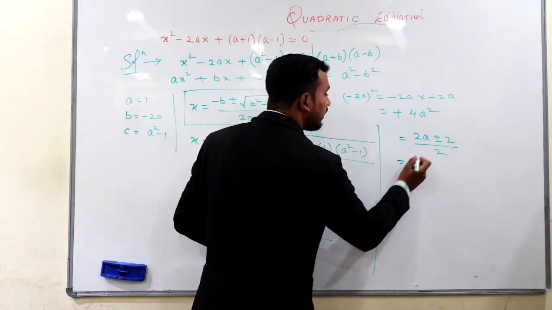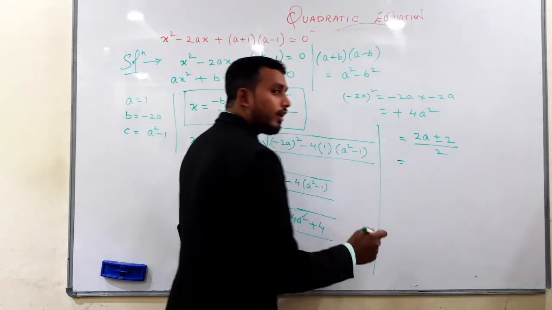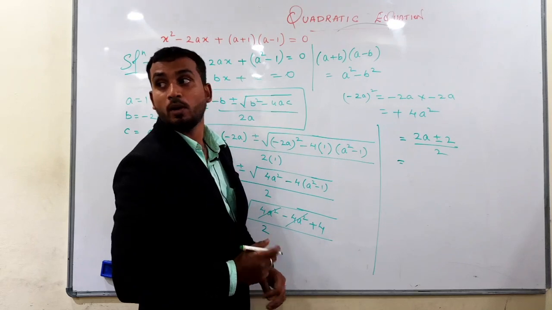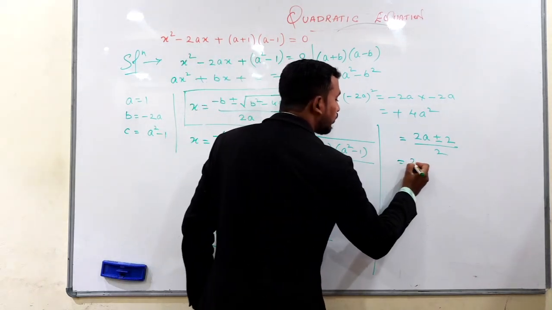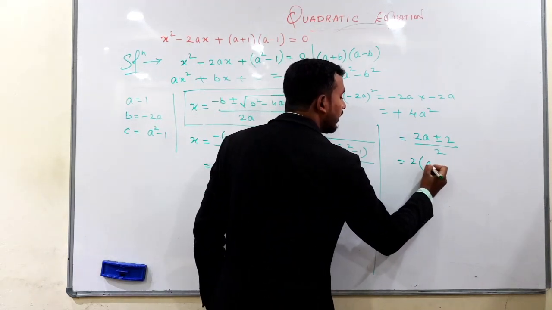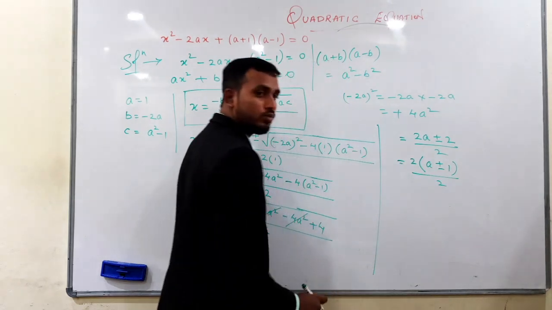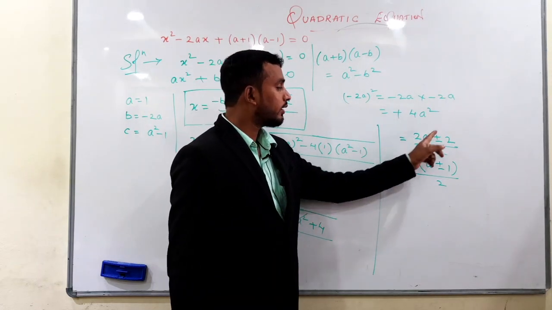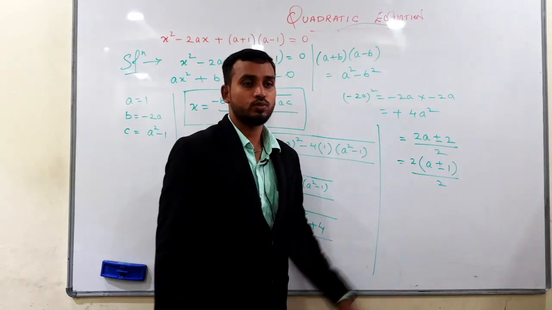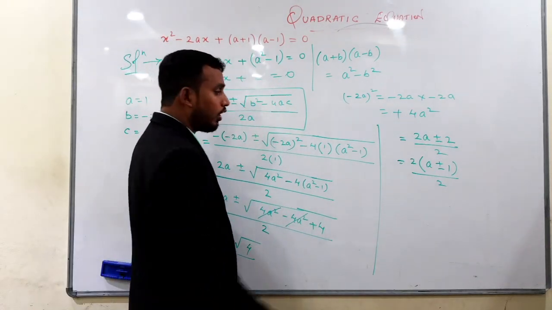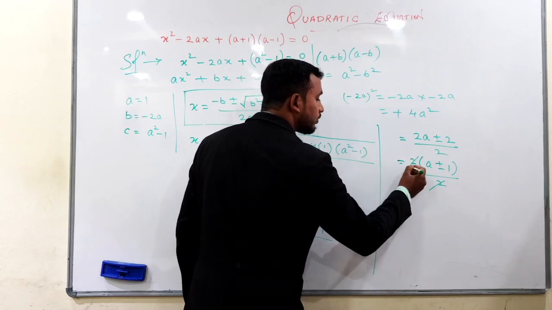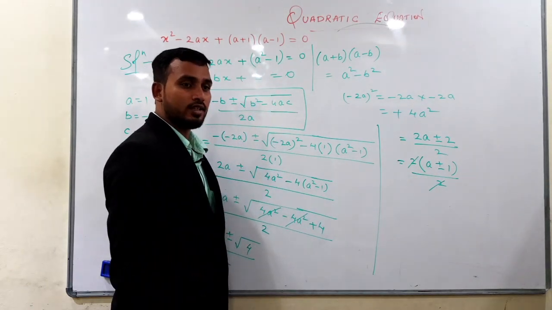Now we can see here also we have 2, here also we have 2. So we can take 2 as a common factor. If we take 2 as common, what is left out? a plus or minus 1, divided by 2. 2 into a is 2a, plus or minus 2 ones are 2. Got it? Now we can cancel this 2 and this 2.